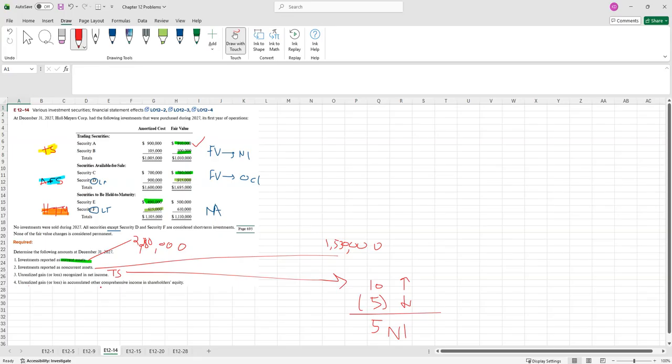They then want to know for OCI, right? So that's going to be our AFS securities. We went from 7 to 780, that was an $80 increase. We went from 900 to 915, that was a $15 increase. The combo between those two, 95, from the available for sale securities, the change in fair value, will go into OCI, okay?